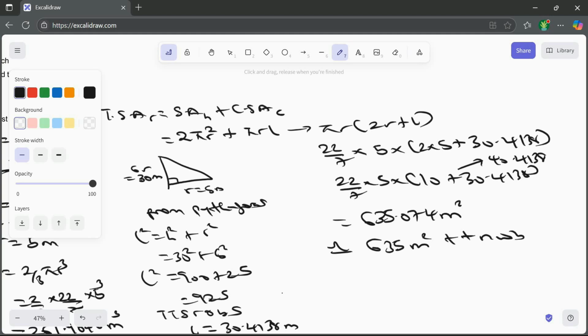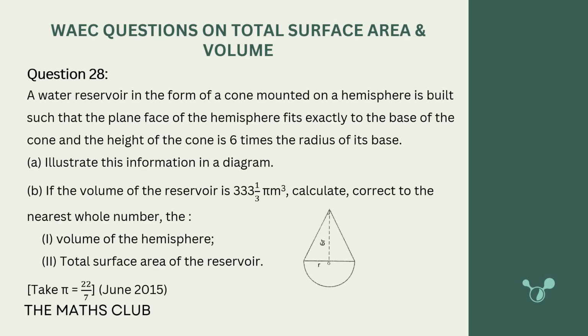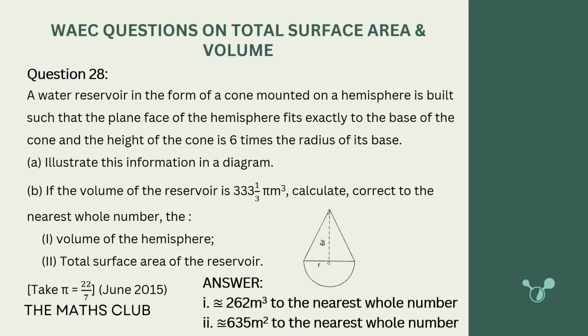Let's see if our answers are correct. So you see a diagram here, 262 and 635 meters squared to the nearest whole number. Remember, all of them are in meters. So if you have centimeters somewhere, while you might get the answer for the steps, you might miss the answer for the units. So you have to be very careful.